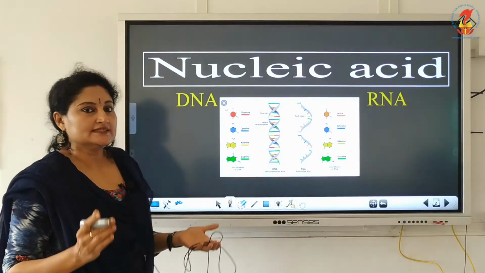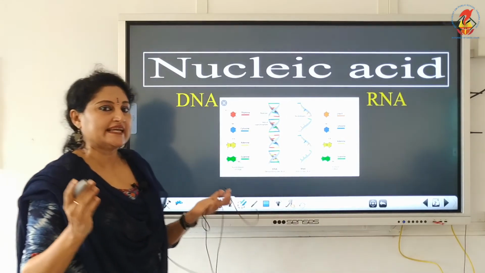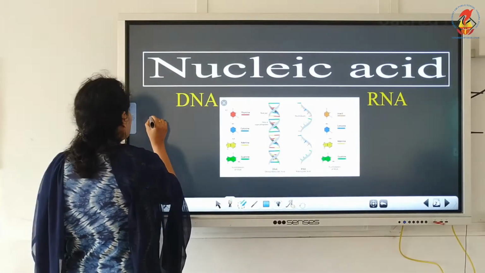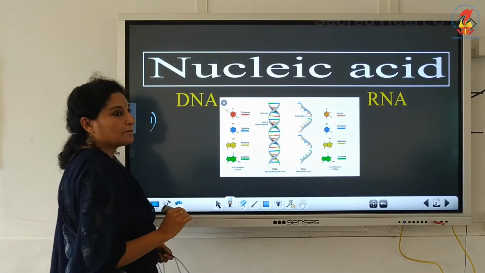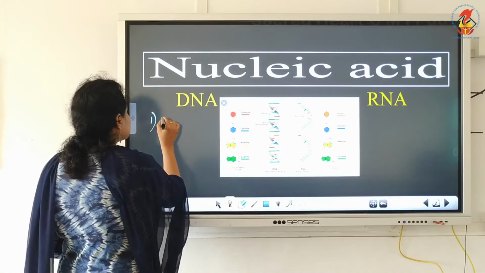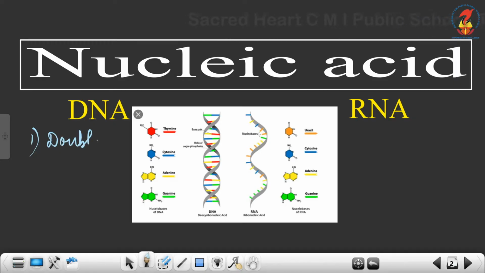Now we can see the basic difference between DNA and RNA. The first and foremost difference is with respect to the number of strands. DNA has double strands, 2 strands, whereas RNA has a single strand. You can see in the picture, this is the DNA with 2 strands and this is an RNA with a single strand. The second difference is with respect to the nitrogenous bases.